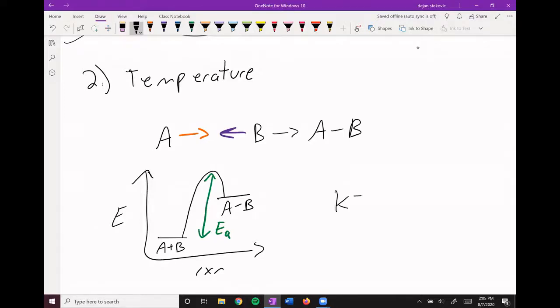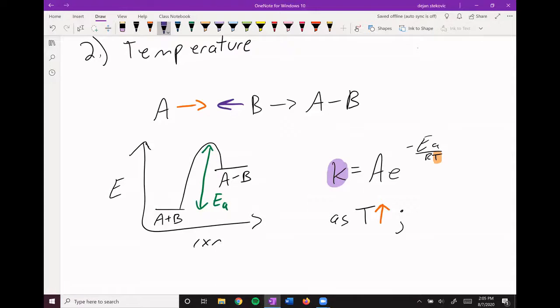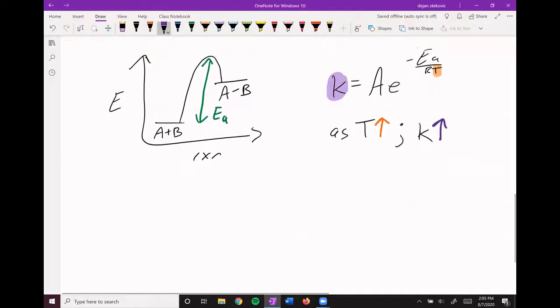You can also think of this in terms of the Arrhenius equation, right? k = Ae^(-Ea/RT). And so here we have temperature, and then here we have k, which is the rate constant. If you think about the math here, it's a little bit tricky, but if you take your time and go through it, as the temperature increases, so does k. So when we increase the temperature, we should expect to see a faster reaction. We'll see if that happens.